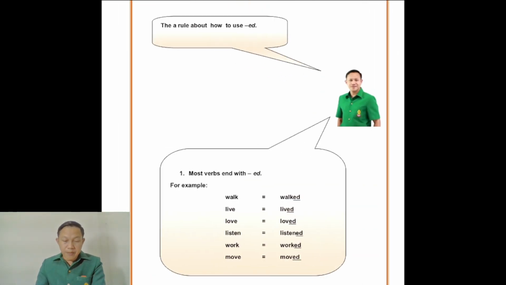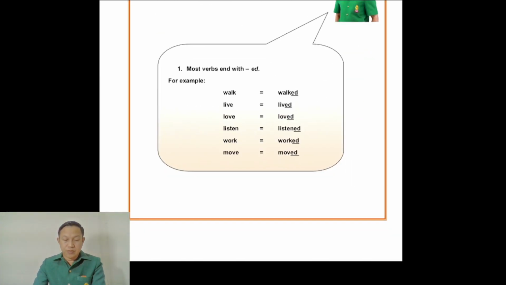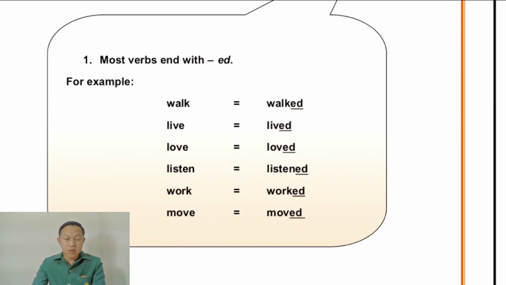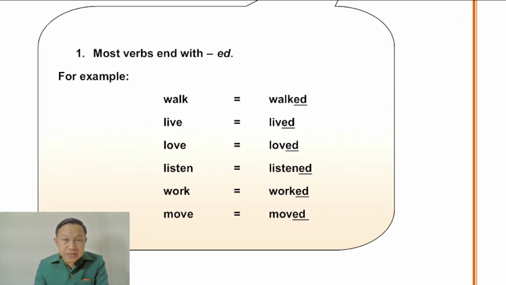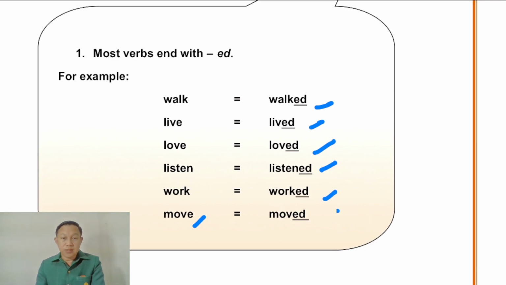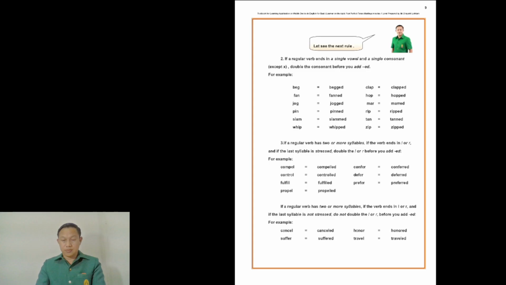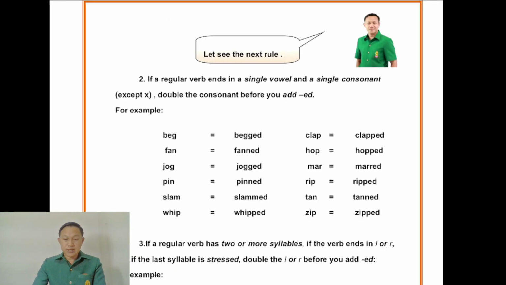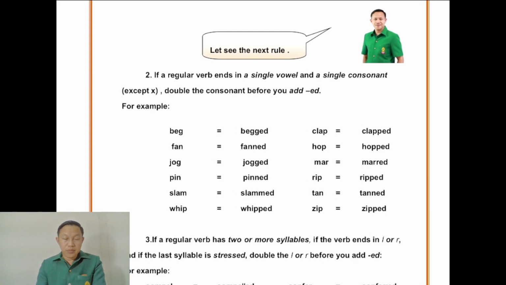Look at the rule about how to use ed. Most verbs end with ed. For example, walk, walked, live, lived, love, loved, listen, listened, work, worked, move, moved. And now let's see the next rule. Rule number 2.